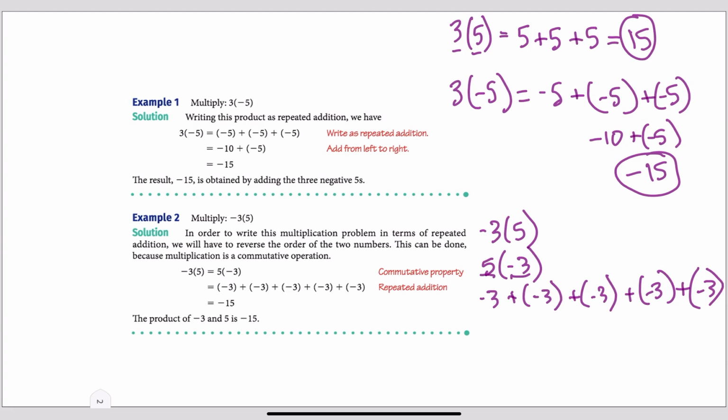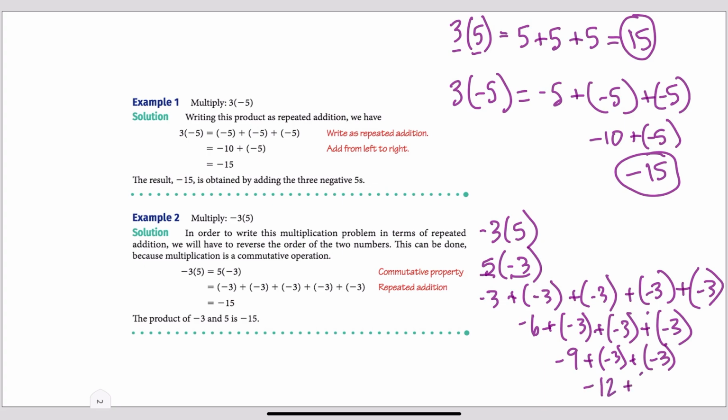And so you can see here, negative 3 and another negative 3 is going to be negative 6. All right. And now negative 6 and another negative 3 is negative 9. Negative 9 and negative 3 is negative 12. And negative 12 and negative 3 is negative 15.